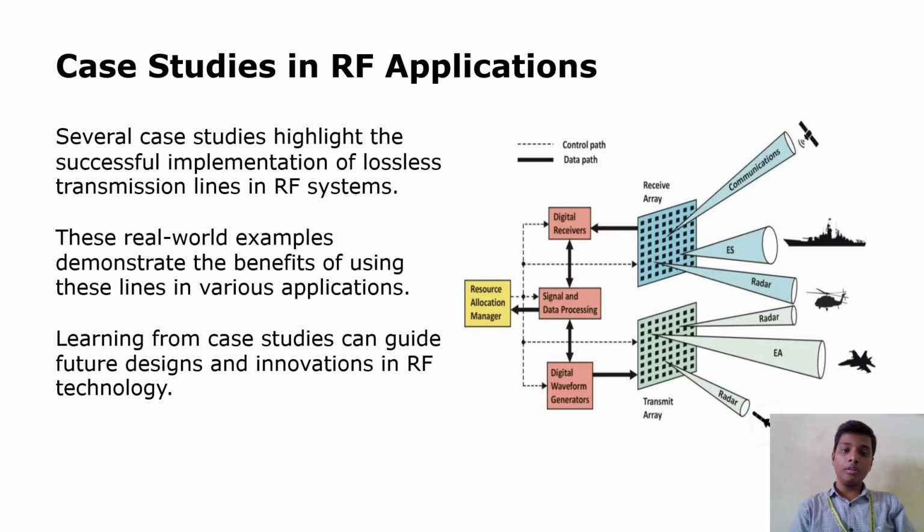Here there is a diagram about a resource allocation manager. This can be divided into three: digital receivers, signal and data processing, and digital waveform generators. In digital receivers, there are receive array and communication, and also ES and radar. In signal processing and data processing, there is no differentiation. And in digital waveform generators, there are radar EA and radar transmitter.